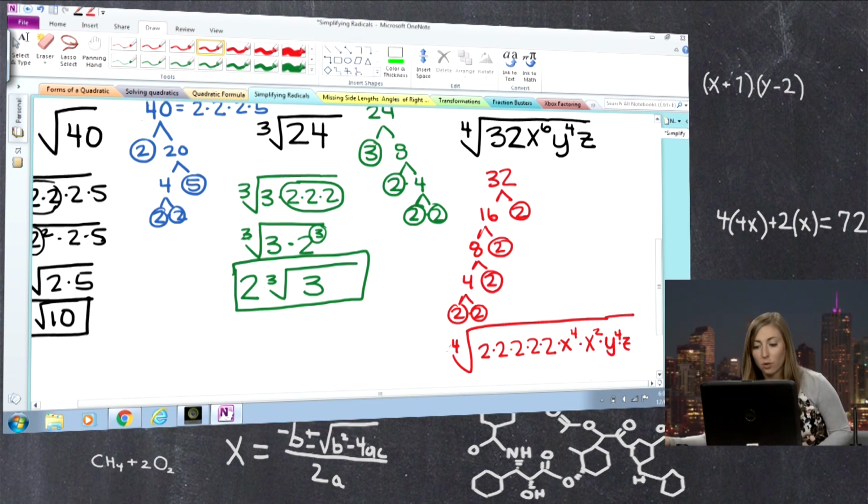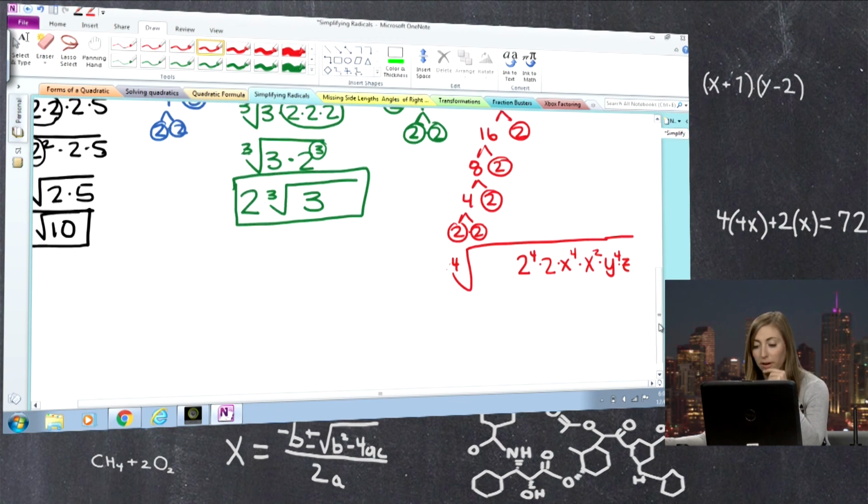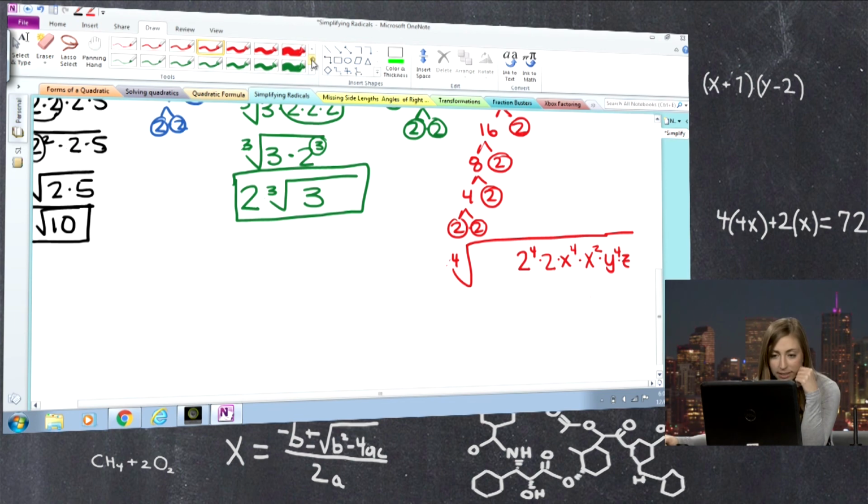Okay, back to what I said about groups of 4, we're going to take four of those 2's and write that as 2 to the 4th power, because we know we're looking for groups of 4, and our powers and our radicals cancel each other out. So what you can see here, and I'm going to highlight these, is that I've got a 2 that can come to the outside. I have an x that can come to the outside, and I also have a y that can come to the outside, because those are all powers of 4.